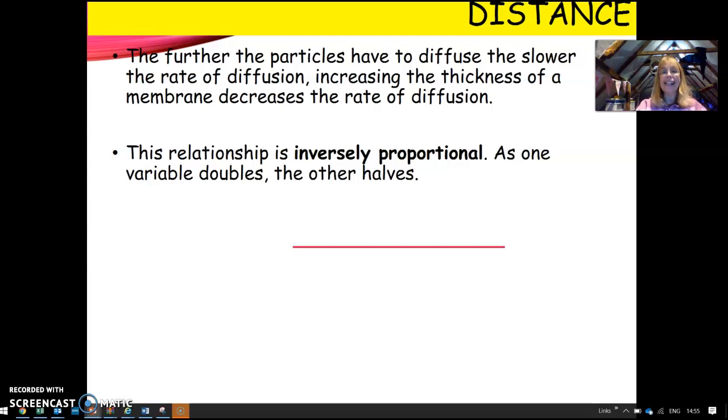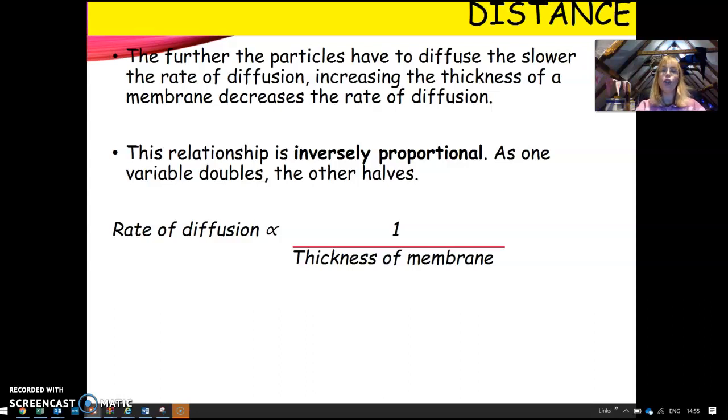So in this case, the relationship is inversely proportional. When we have inversely proportional, we show it as a denominator like this. So if the diffusion increases, the thickness of the membrane decreases. And if the thickness of the membrane increases, the rate of diffusion decreases. So inversely proportional means opposites.